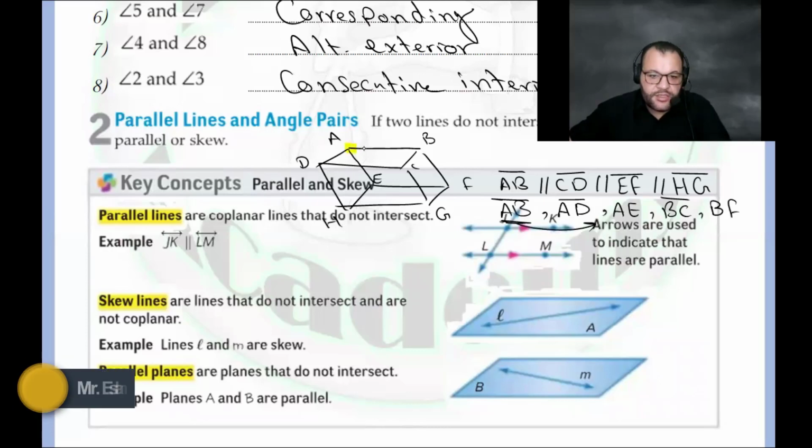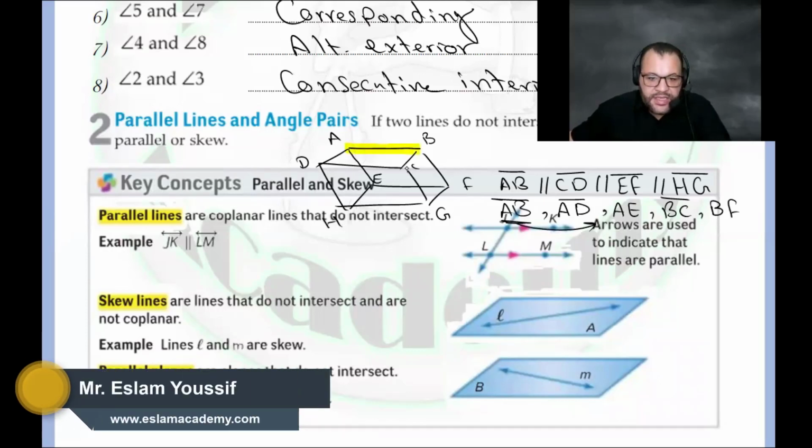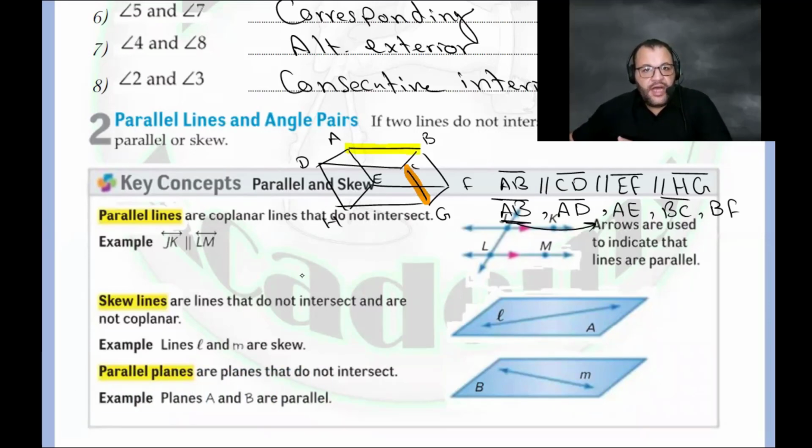If you look at CG, you will find that AB is not parallel and not intersecting with that line, is that right? Yes. So we can say that it's called skew lines. AB and DH will never intersect and they are not parallel, is that right? Yes. Or we can say that AB and EH, GF.